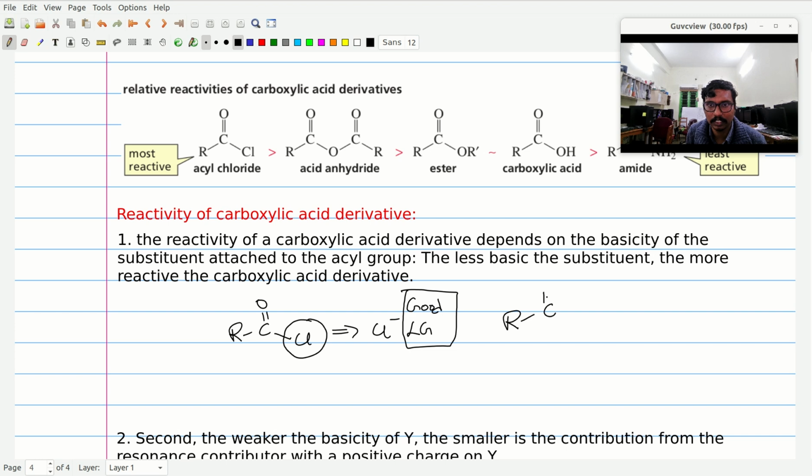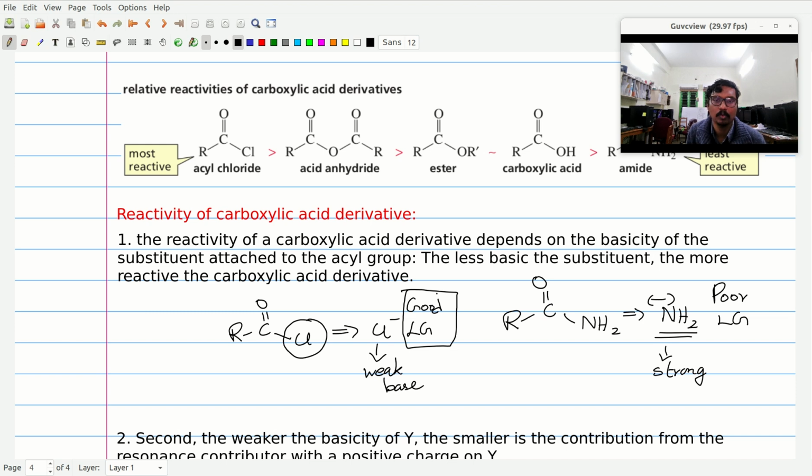Whereas on the other hand, amides are poor leaving groups. So here the amide is the leaving group, and it is poor because it is a strong base, whereas in this case it is a weak base, and we know that weak bases are good leaving groups, whereas strong bases are poor leaving groups.